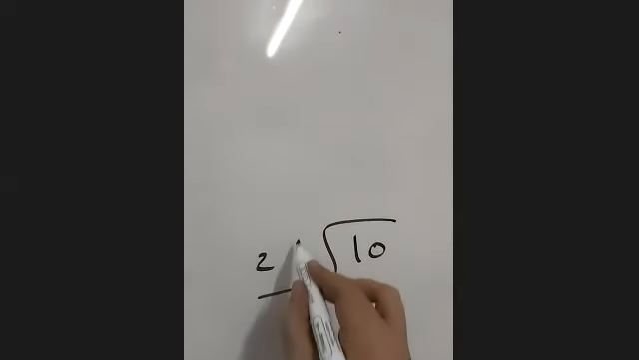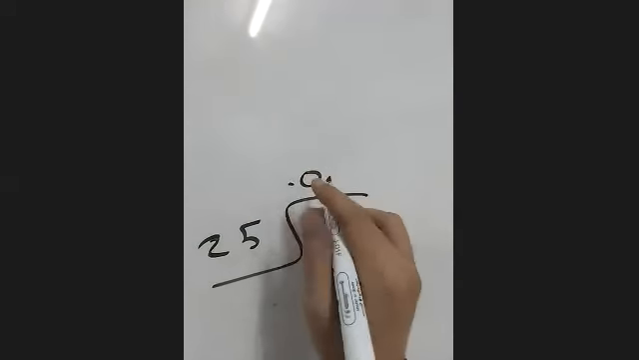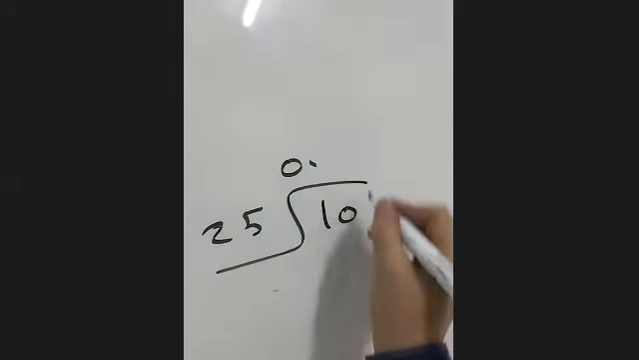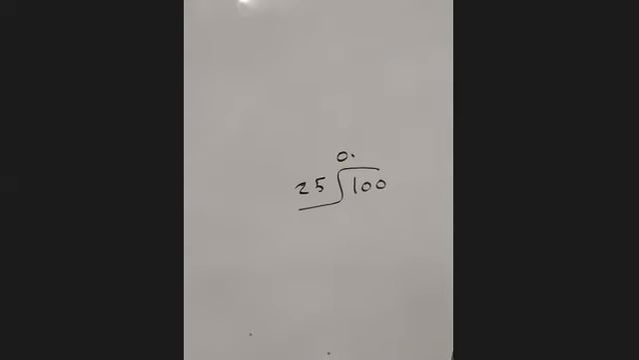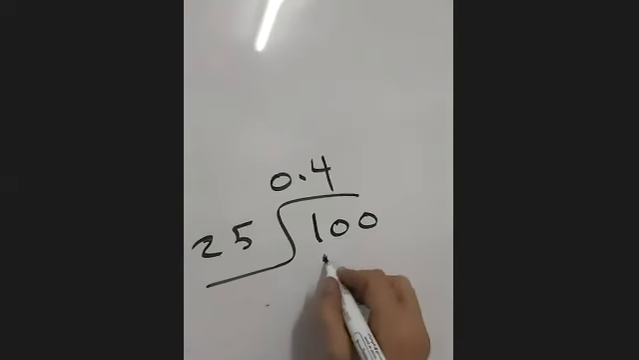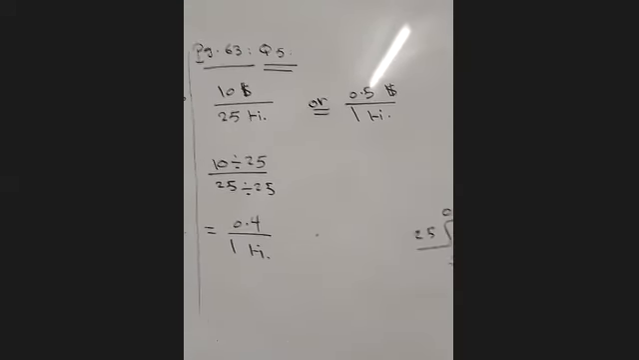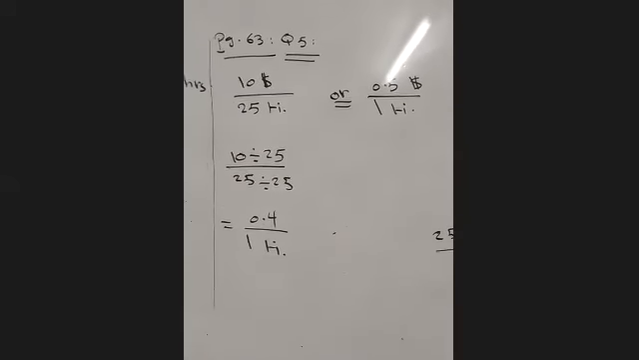10 divided by 25. This cannot be divided. We put a decimal point and 0, and here we put 0. 100 divided by 25 is 4, 400. Subtract, 0, so here 0.4. Which one is better? 0.4 for one ticket or 0.5 for one ticket? 0.4. So I will choose this one, 0.4.